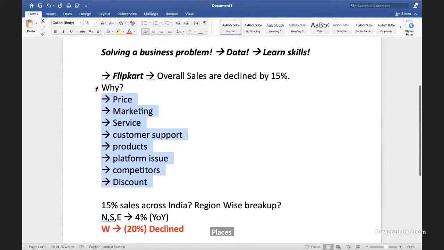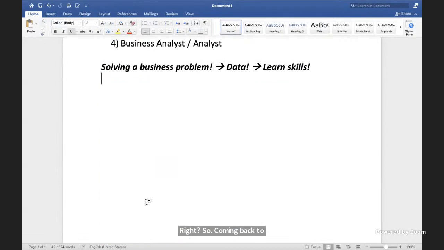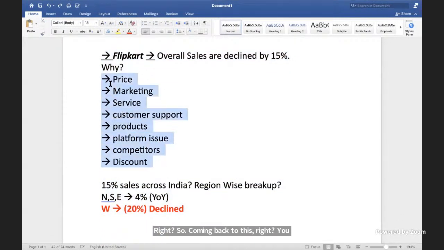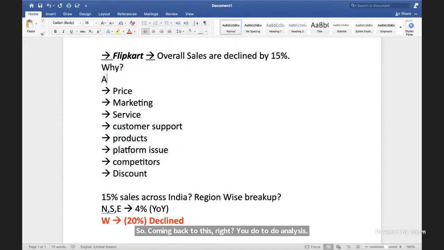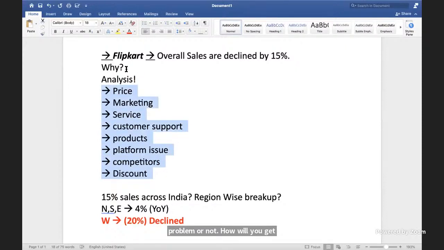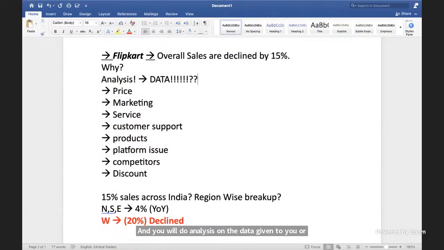So coming back to this, to do analysis, when we talk about whys, we need to prove those whys. Is price a problem or not? Is marketing the problem or not? Is service a problem or not? Is customer support a problem or not? How will you get to know if these things are problematic or not? What will you do? You will do some analysis. Yes or no? And you will do analysis on the data given to you, or data sourced by you. And how will you do analysis? You will need to use certain coding skills. Correct?